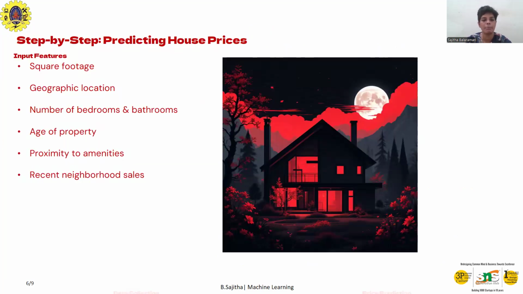So now, step-by-step predicting of house prices, similar to what we saw in the previous example. First it takes the square footage, geographical location, number of bedrooms and bathrooms, age of the property, proximity to amenities, and recent neighborhood sales. With all this data, a regression model can be trained and it can predict the house price you are looking for and the type of house you actually need and want.